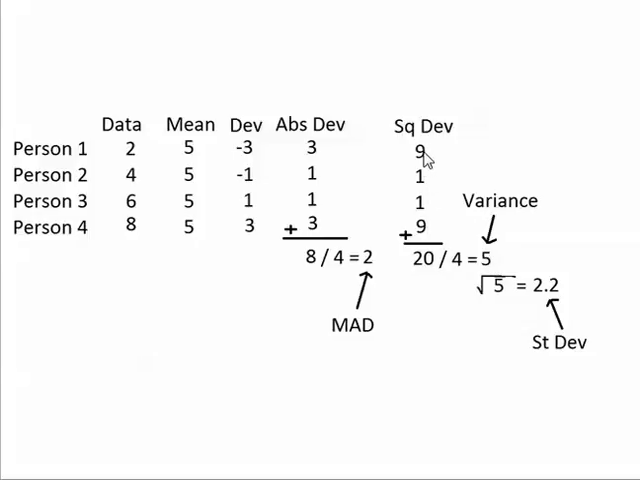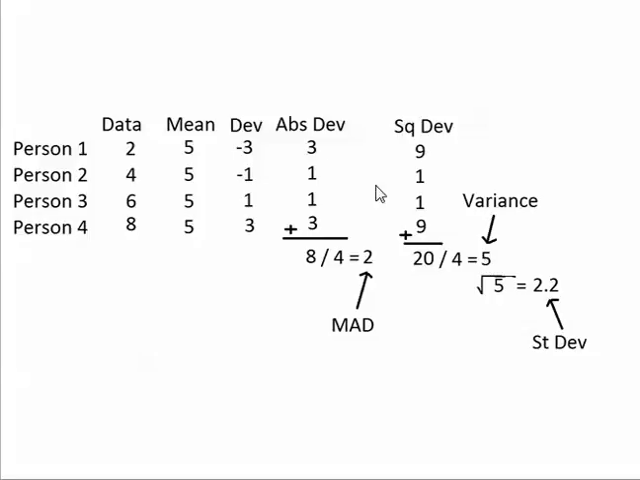When the squared deviations were 4, 1, 1, 4, the squared deviations added up to 10, and 10 divided by 4 was 2.5. Now that the squared deviations are 9, 1, 1, 9, the squared deviations add up to 20, and 20 divided by 4 is 5. That's why the variance went up from 2.5 to 5.